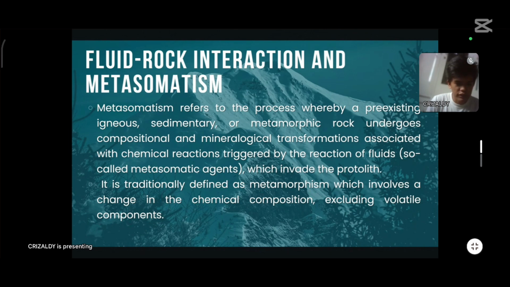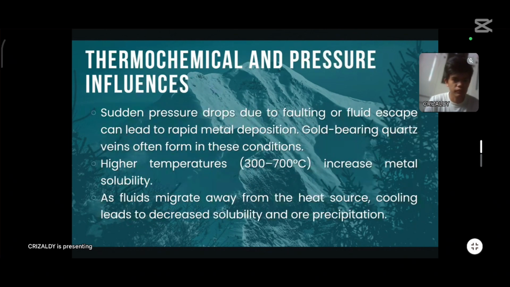Next na factor is yung thermochemical and pressure influence. Once yung pressure ay bumaba or suddenly drop dahil sa mga faulting or fluid escape, mas bumibilis o nag-rapid yung metal deposition, like ng mga gold-bearing quartz veins nabubuo dahil sa mga kondisyon ito. Tas pag mataas naman yung temperature natin or temperature ng magma, nag-i-increase naman po yung metal solubility natin. And as fluid migrates away from the heat source, cooling leads to decreased solubility and/or precipitation.